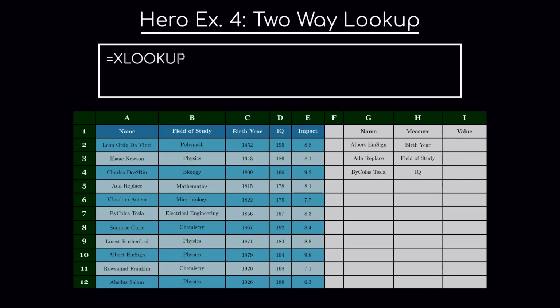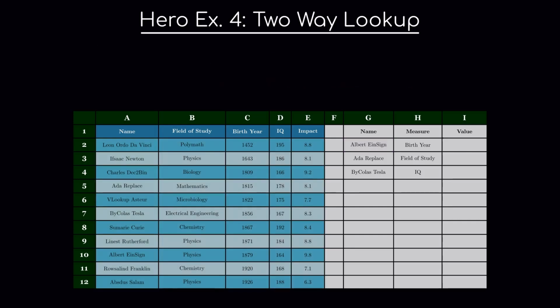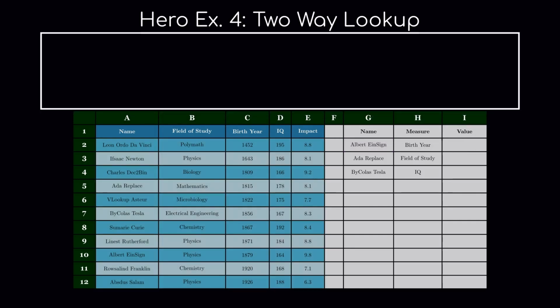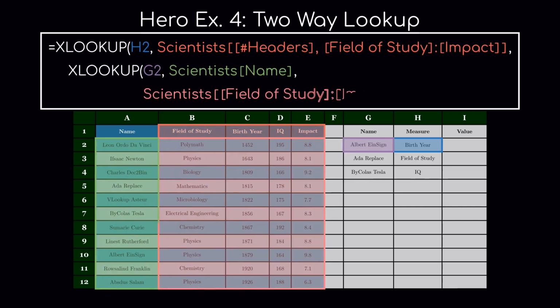First, we'll look up the name of the scientist in the scientist names, returning all of the fields as we did in the first dynamic array example. We then make this entire expression the return array for a second XLookup. That second XLookup is going to take what value we're looking for and look that up in the headers of the table. With the initial dynamic result as its return array, we're able to perform that two-way lookup.